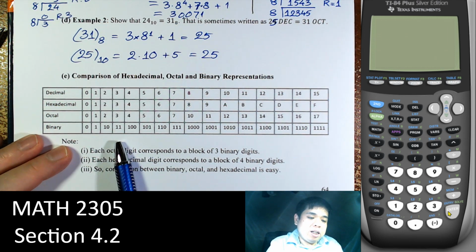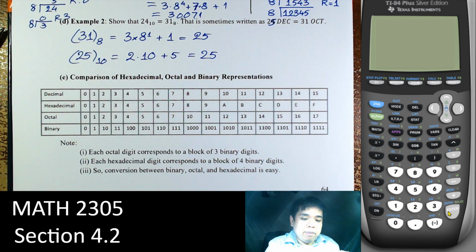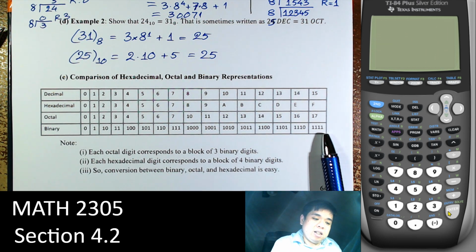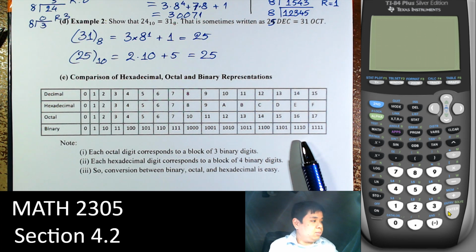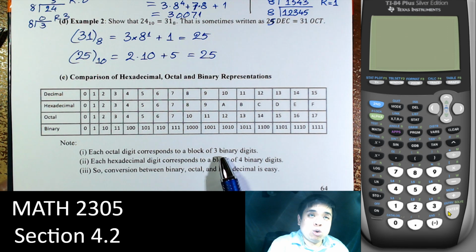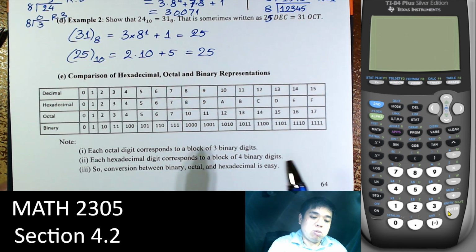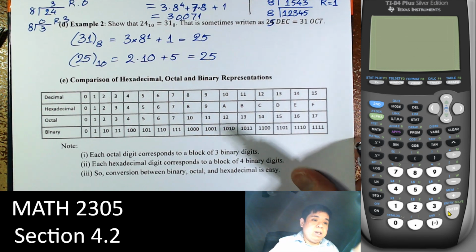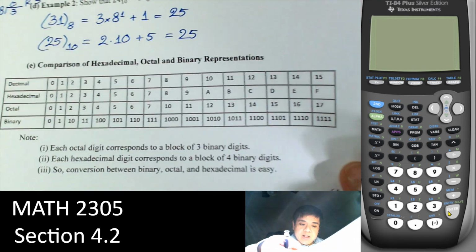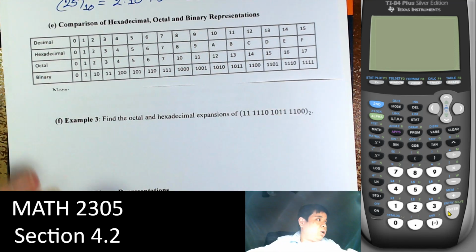If you see that, I went from 0 to 16, and we said each octal digit corresponds to a block of 3 binary digits. Each hexadecimal digit corresponds to a block of 4. So with this, the conversion will be easier. And so we keep this conversion. Now let's try to convert this string of numbers.